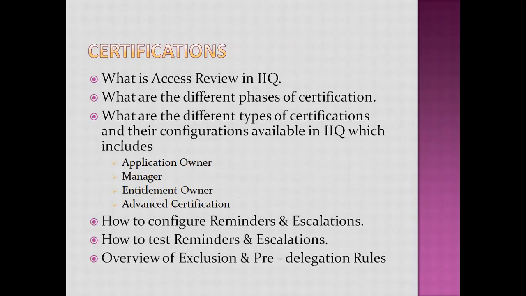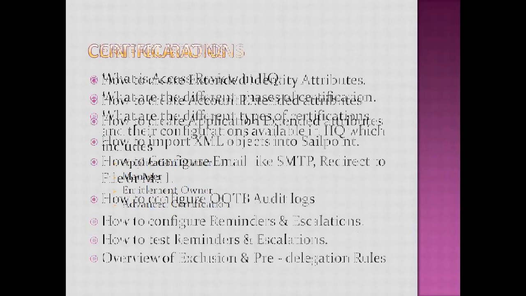And here you should learn about reminders and escalations. What is the case if a manager is not taking action on certain items? Here Identity IQ will send reminders and escalate to some higher managers, step one, step two, like that. And next, how to test these reminders and escalations in a lower environment. And next is what is an exclusion rule and what is a pre-delegation rule. You just see the overview and you should implement these functionalities in your lower environment.